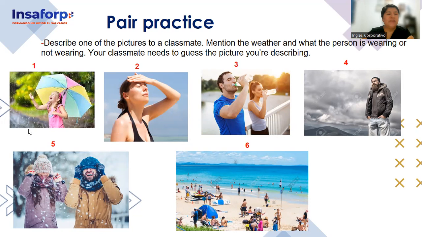Entonces, por ejemplo, puedo decir, it's raining, she's not wearing a raincoat. ¿De qué imagen estoy hablando? Ustedes me dicen number one, number two, number three. Y así. Lo voy a repetir. It's raining. She's not wearing a raincoat. Number one. Yes, it's number one. Uh-huh. Very good. Okay. Como ya son las 9 en punto, solo le voy a pedir a una persona que lo haga. Y mañana lo vamos a continuar, ¿ok?